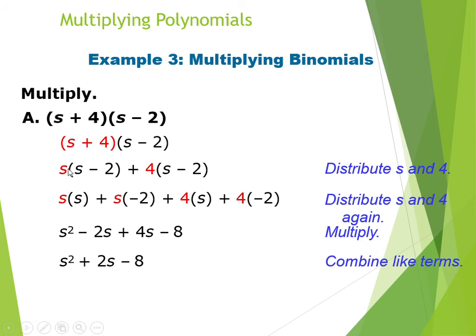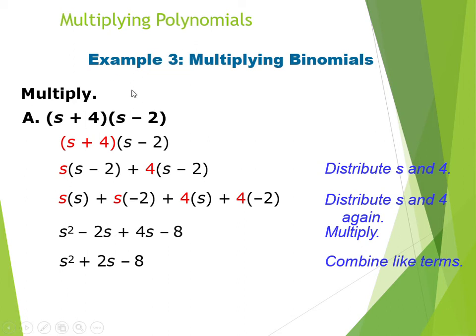Okay? So first, multiply the first, s times s, you will be having s squared. And then for the inner, so outer first. For the outer, s times negative 2, okay, because we are following the FOIL method.